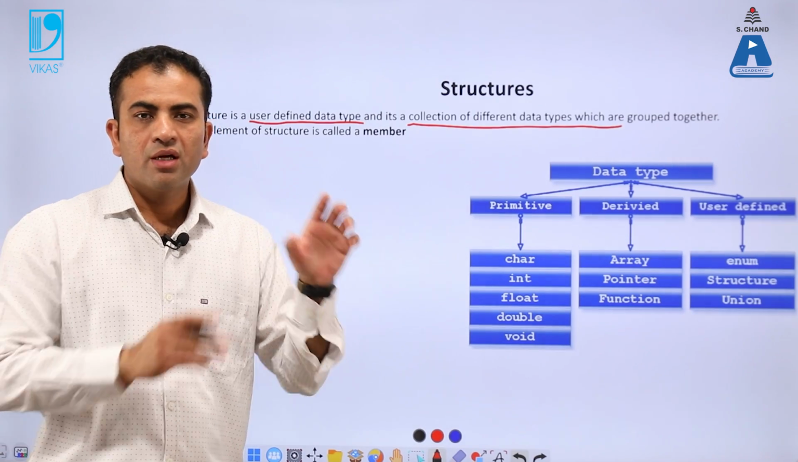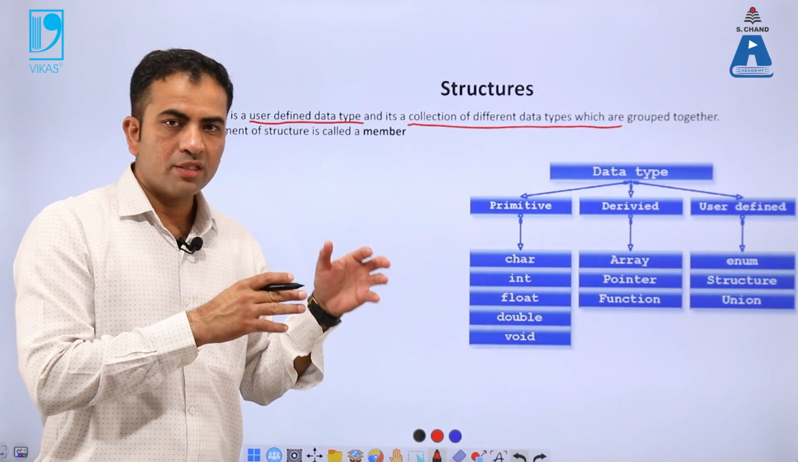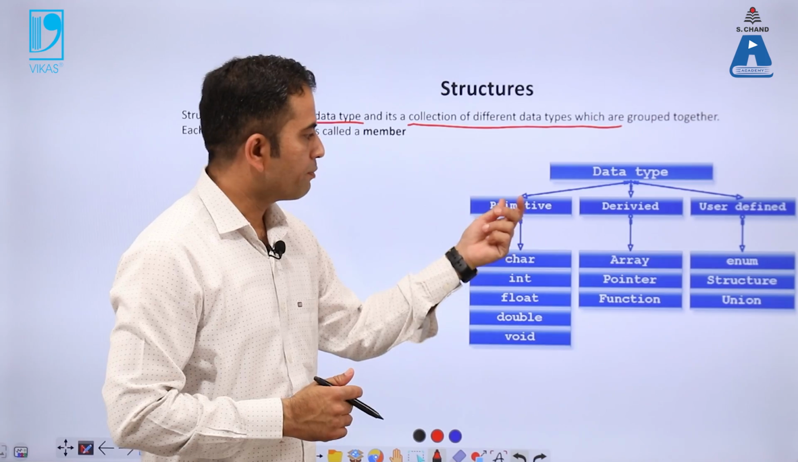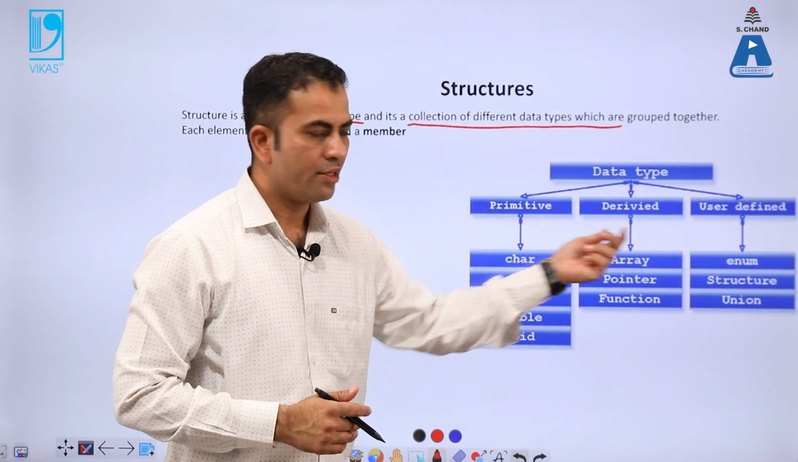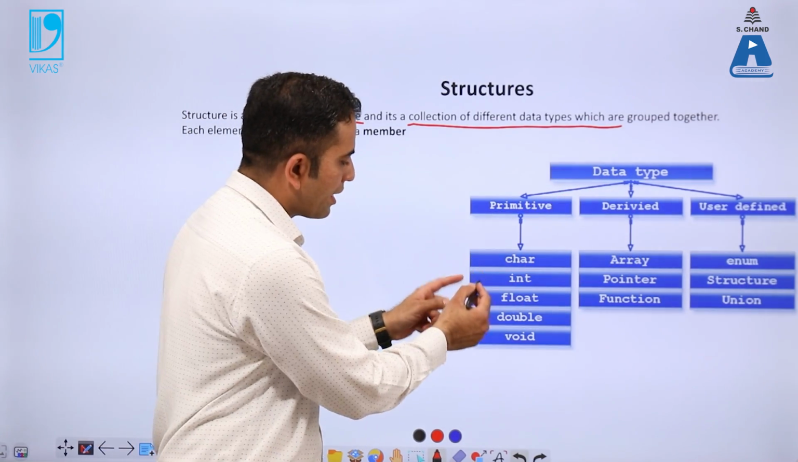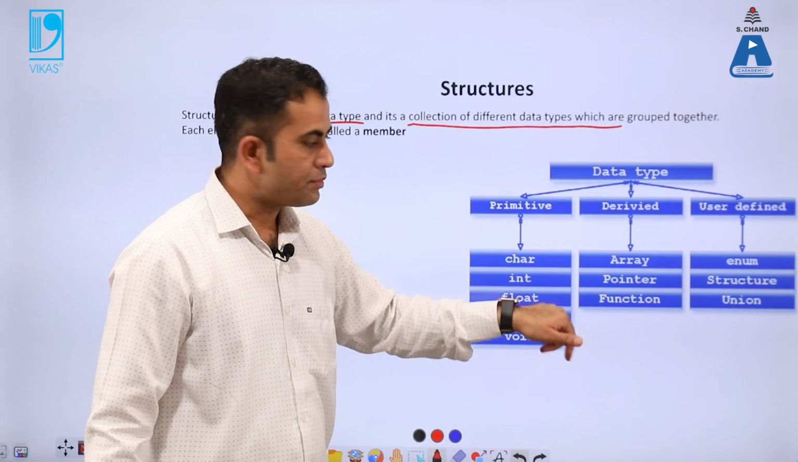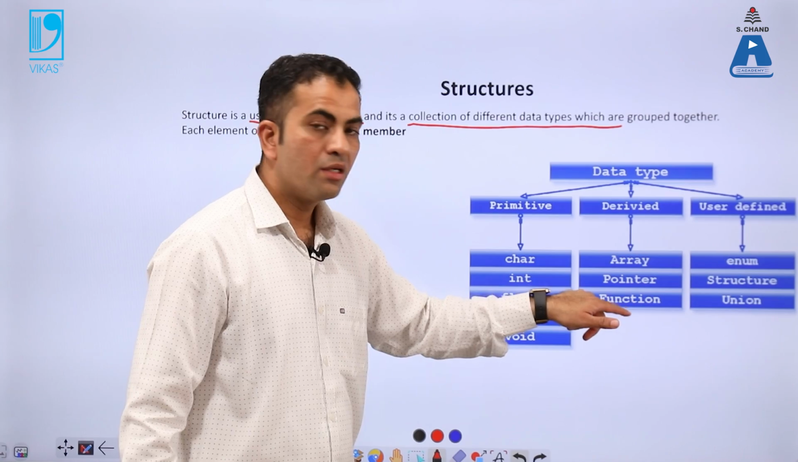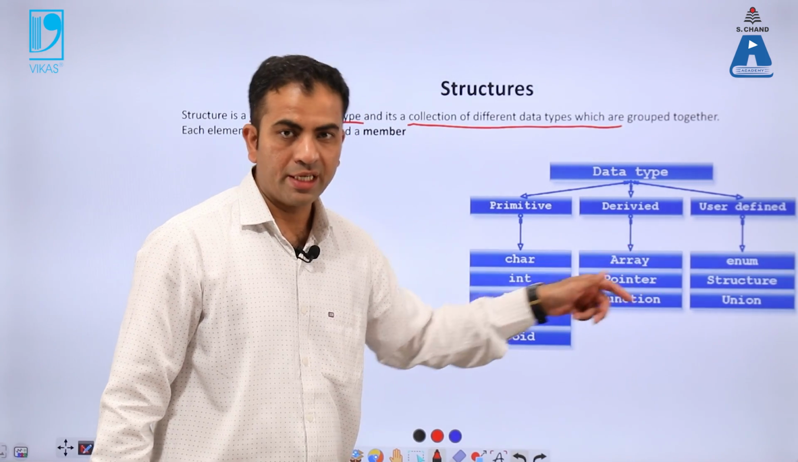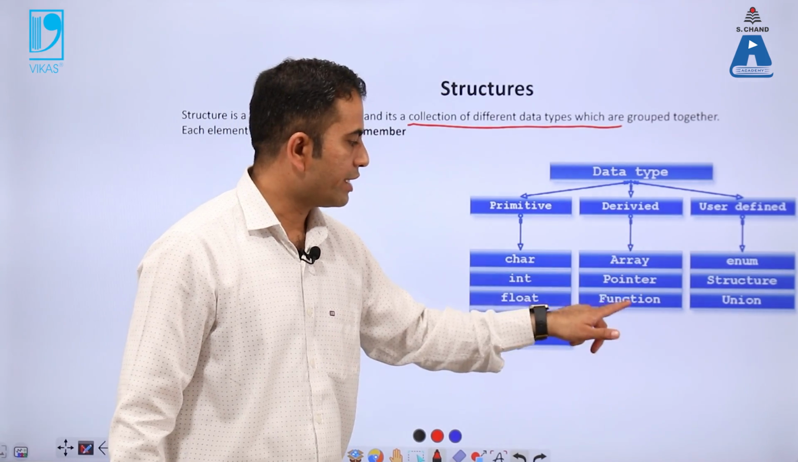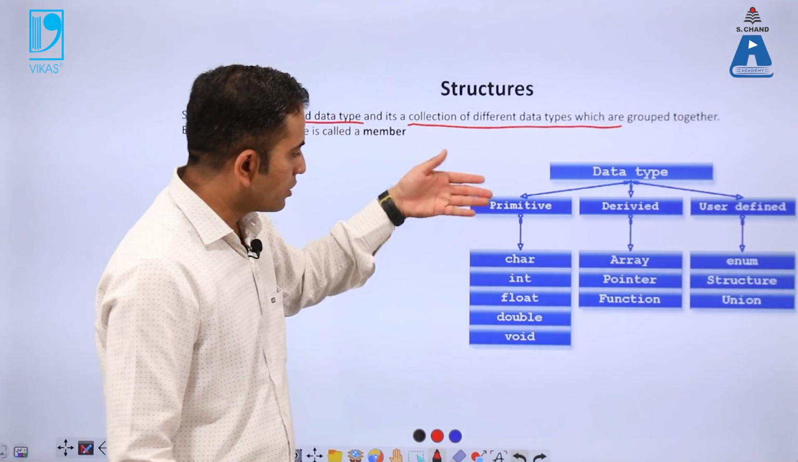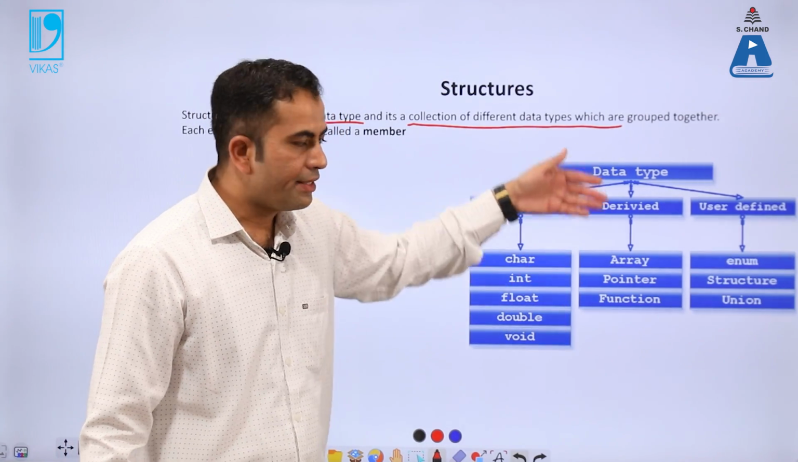Structures. A structure is a user defined data type and it is a collection of different types of data types which are grouped together. Understand this: user defined data types. What does it mean? As we have already seen, data types are primitive and derived. Primitive data types are char, int, float, double, void. We have already done this. Derived data types are arrays, pointer, function. Pointers we are going to study in our upcoming lectures. Arrays and functions we have done. So these are the primitive and derived data types.